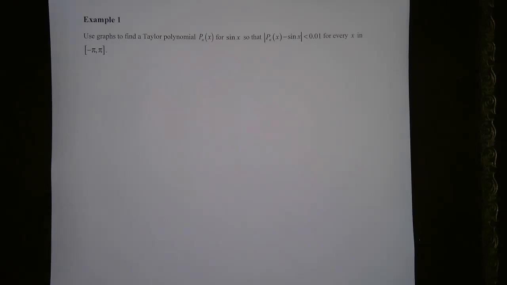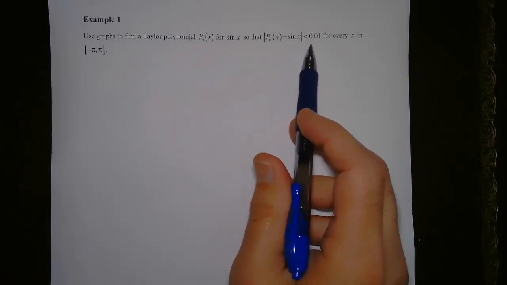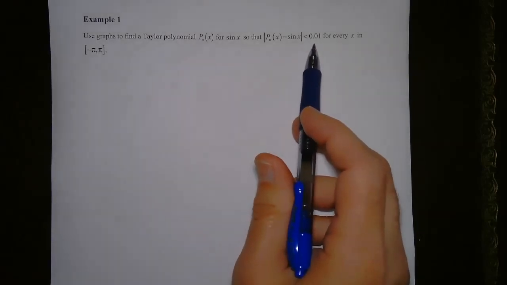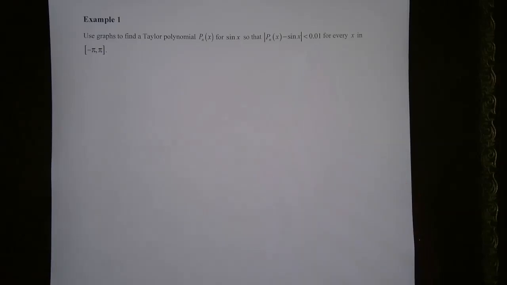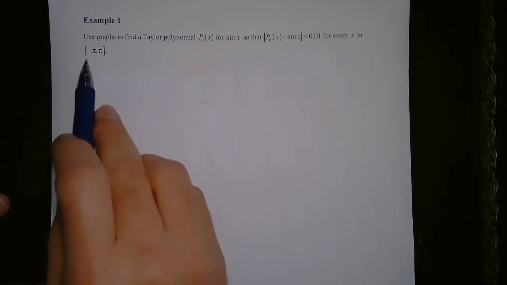I want the difference between the Taylor polynomial approximation and sine of x to be less than 0.01. I know this is a little bit confusing right now, but hang in there and I'll walk you through this. What we want is for this to happen between negative pi and pi.